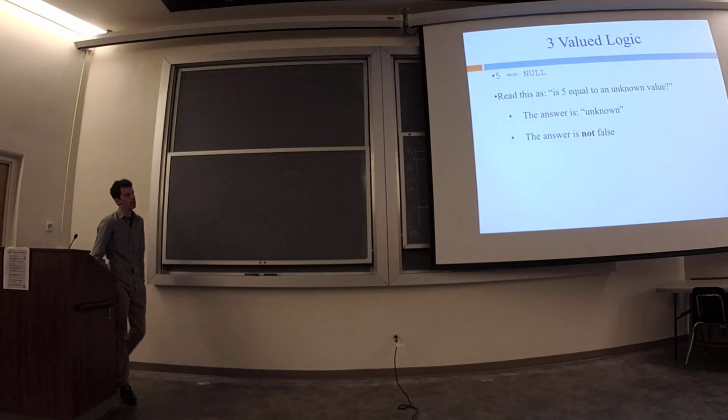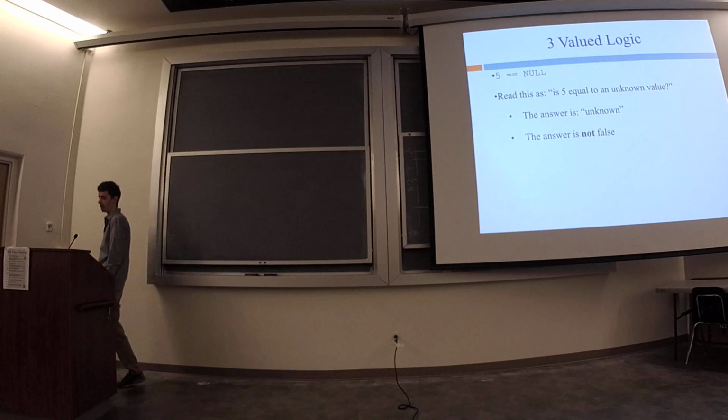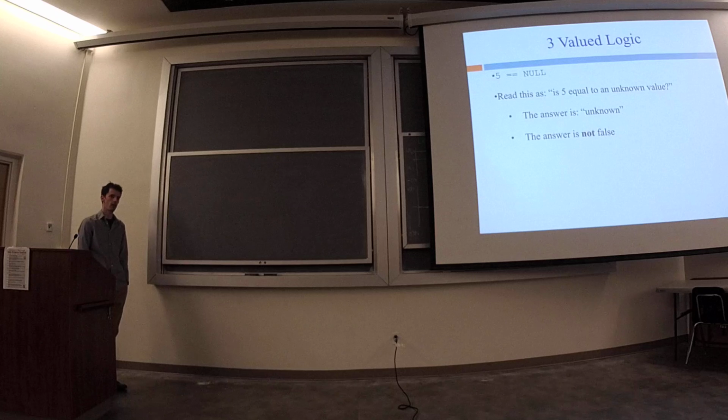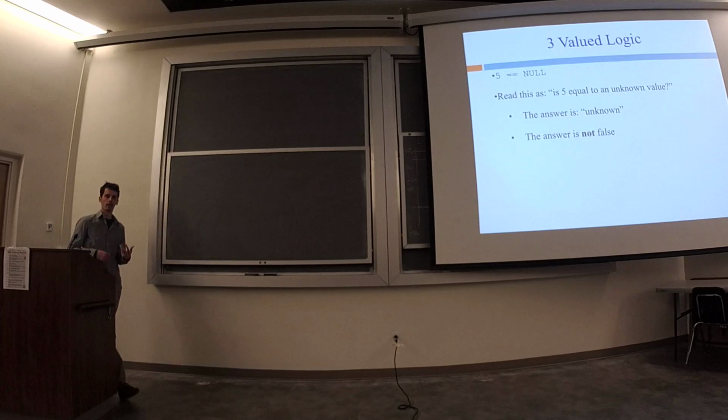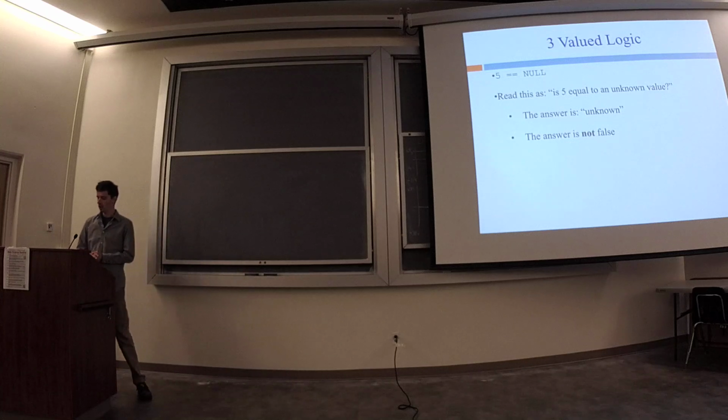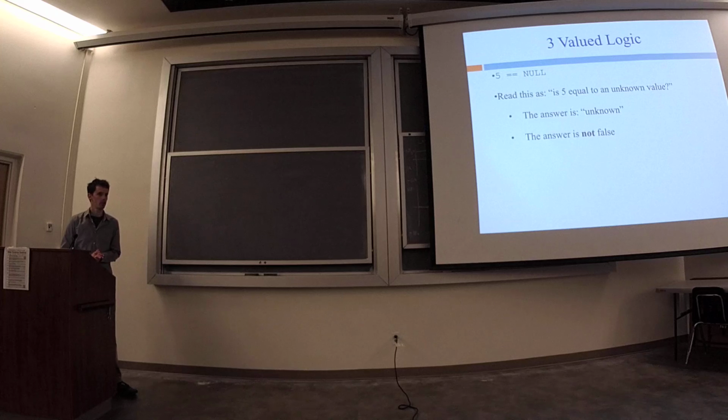Okay, let me recap a little bit on how SQL treats logic. It doesn't use Boolean logic, it uses three-value logic. So remember what this means: anytime you see null, that's not like a pointer value or 0, that is one of the logical values. So there's true, false, and null. But anytime you see null, replace it with the word unknown in your mind. That's really what it means. So is 5 equal to an unknown value? The answer is not false. The answer is not true. The answer is unknown.